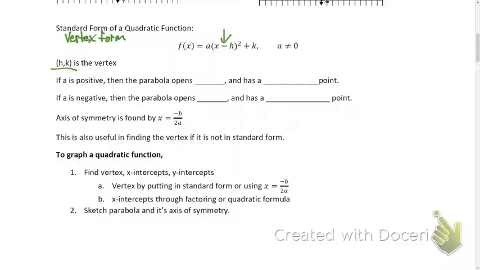I think you already know that first blank. If the front number is positive, it opens up, and we already looked and saw that it has a minimum in that case. And if the front number is negative, it opens down, and it has a maximum. So that's stuff you probably already know. If you don't, there you go.